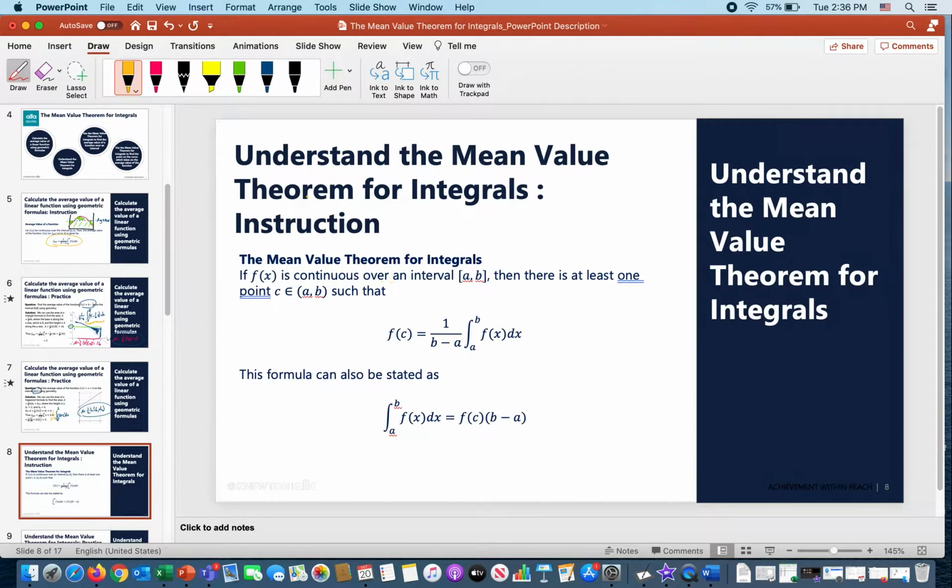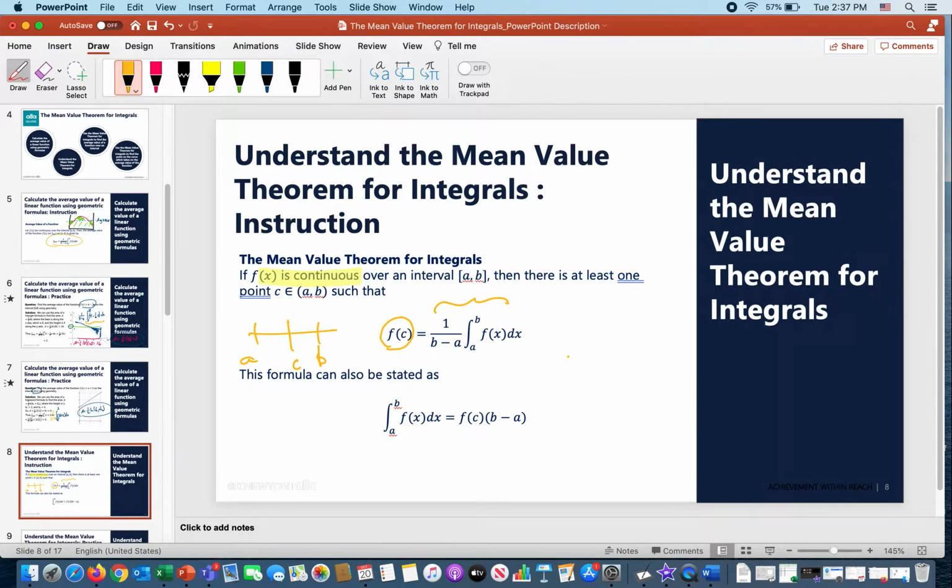If f is continuous. Now notice it didn't say anything about being differentiable. It just said if it is continuous on the closed interval AB, there's at least one point C on that AB interval. In other words, C is an X value between A and B. If A is here and B is here, C is somewhere between those two, such that the function value is equal to the average value.